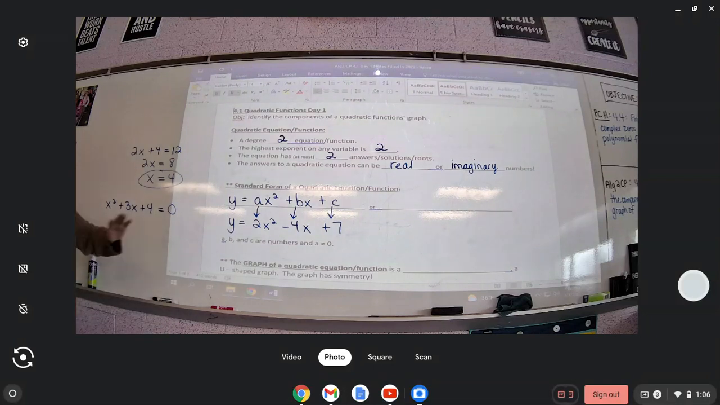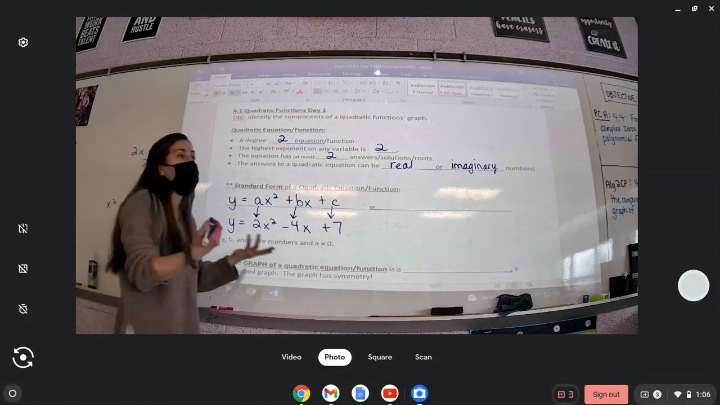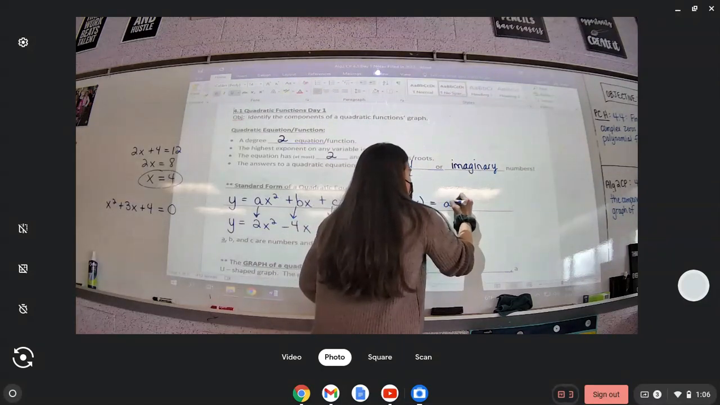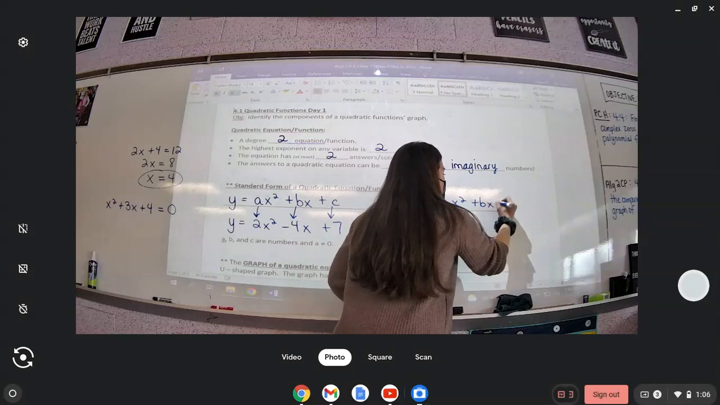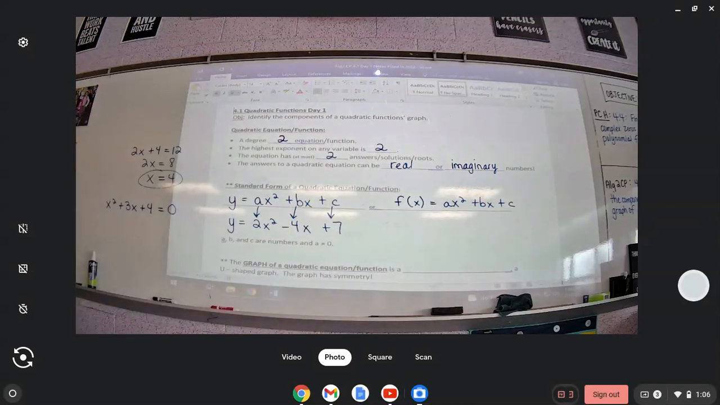Or if they don't write it as an equation, guys, they might write it as a function. So instead of using y equals, they use f of x. Equation, function, it doesn't matter. y and f of x both represent the output, the y coordinate.